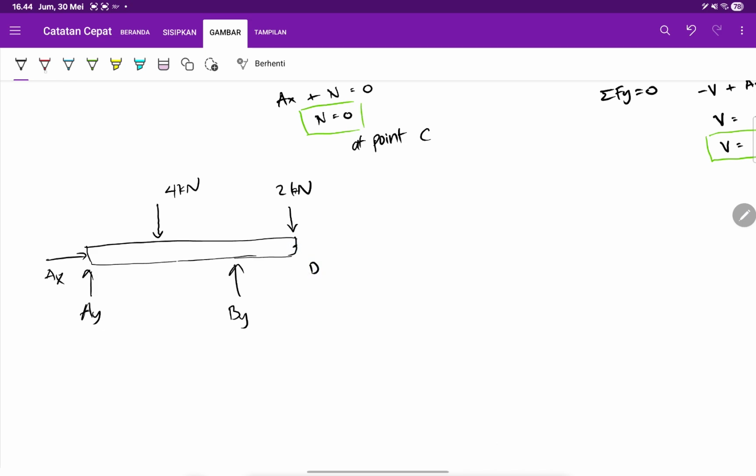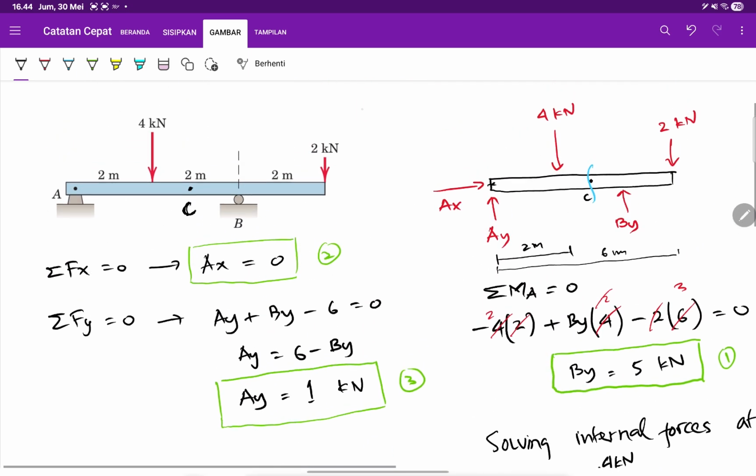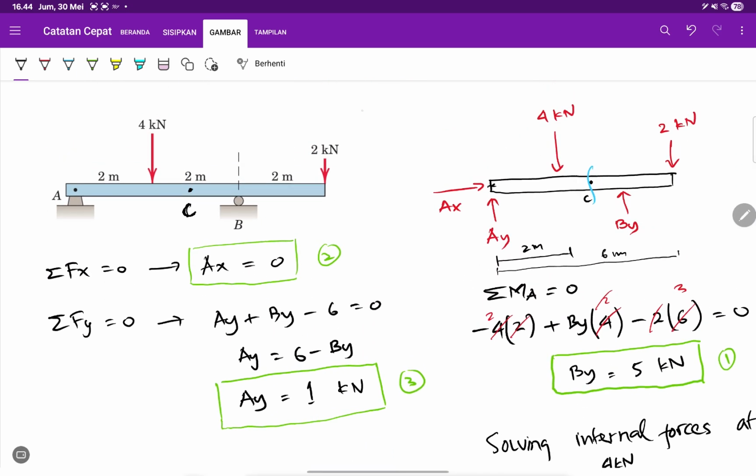So what we need to do is to make a sectioning. Yeah, so it's very important. So the sectioning, let's say we make a section here where the location of the sectioning is X. This X variable is only valid when you don't have any changes in terms of loading. It means that this sectioning is only valid from X equals 0 to X equals 2 meters, because once you reach 2 meters, you have another loading.